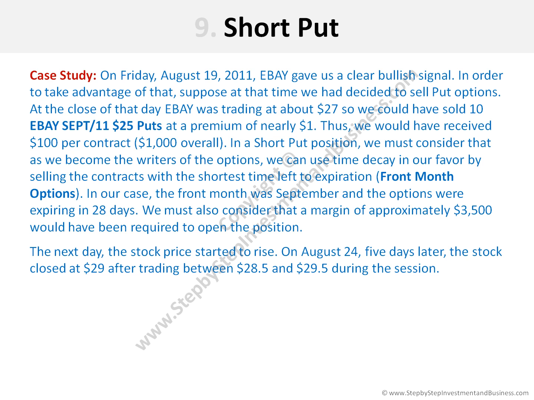In our case, the front month was September, and the options were expiring in 28 days. We must also consider that a margin of approximately $3,500 would have been required to open the position. This amount depends on the broker. The next day, the stock price started to rise.